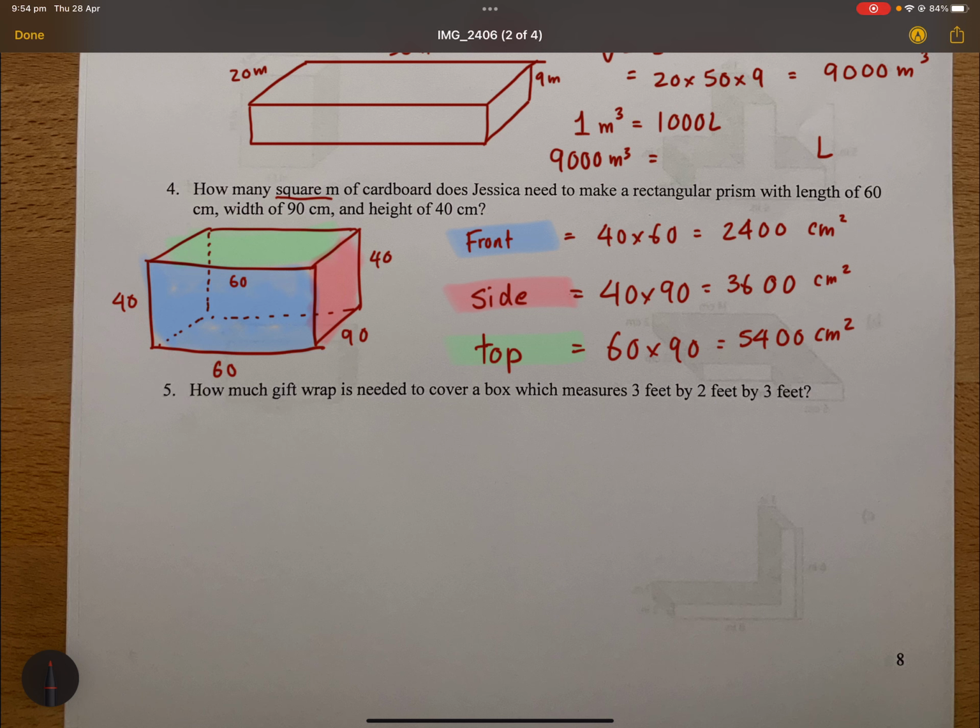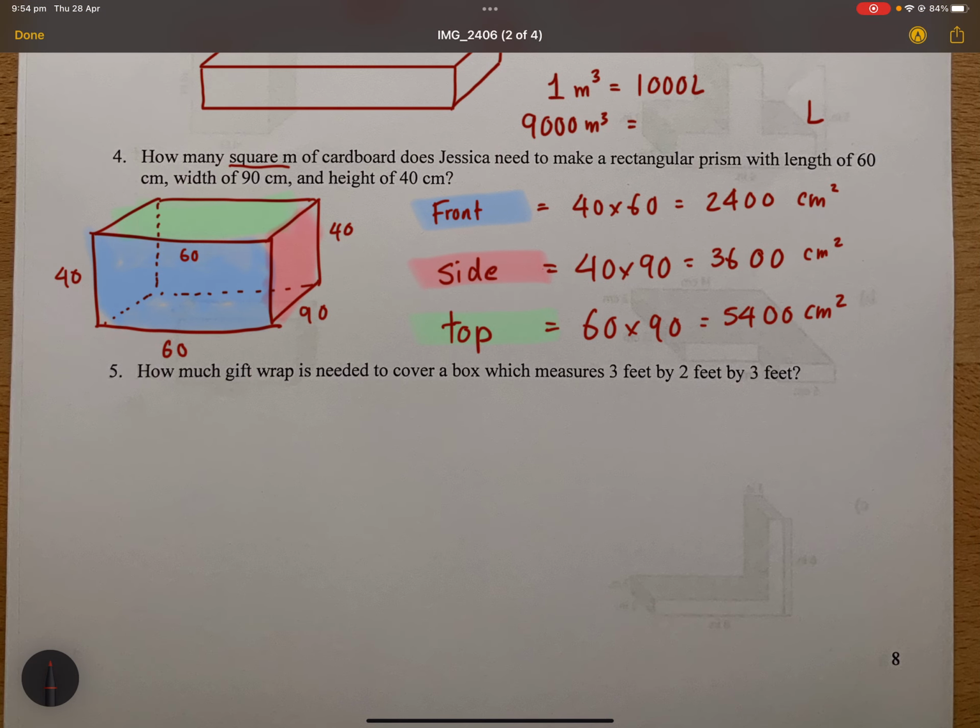All right. So we have the front, the side, and the top. What we're going to do is add these numbers up. So the total is going to be, let's see, 6 plus 4 is 10, 14, carry the 1, that's 3, 6, 6 plus 5 is 11. 11,400 centimeters squared, if you add those three.